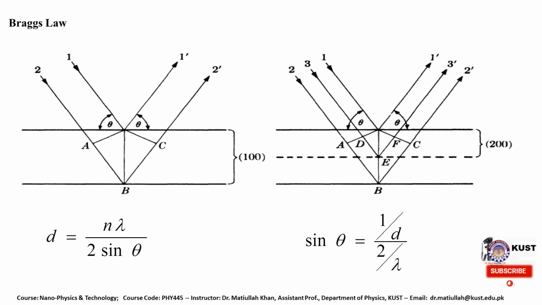So this is further detail of Bragg's law, where we have d equal to n lambda divided by 2 sine theta, or in the very simple case, 2d sine theta is equal to n lambda. In the first figure we have two beams that are diffracted from the outer and inner planes, and in the second figure we have three beams that are diffracted from the outer and inner surfaces.